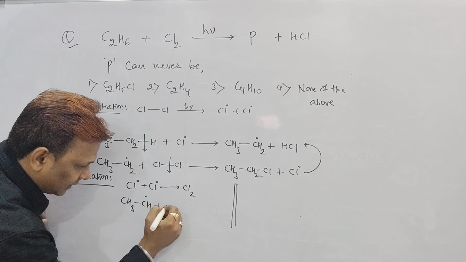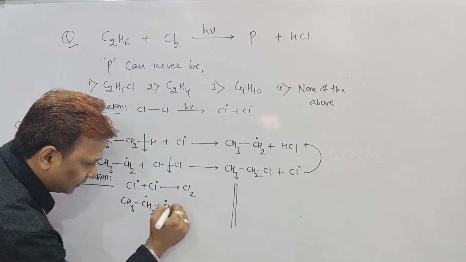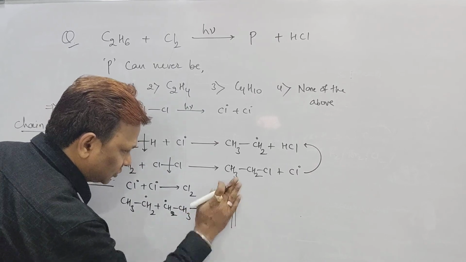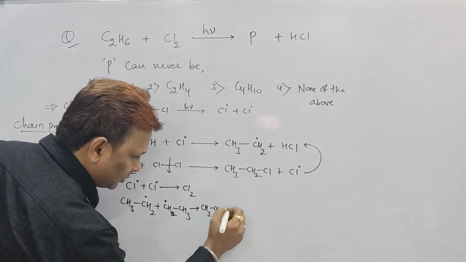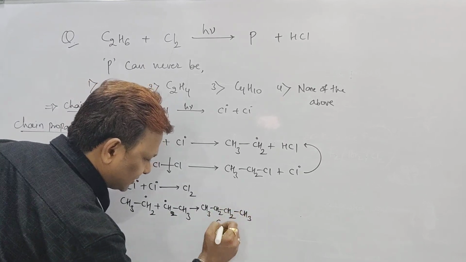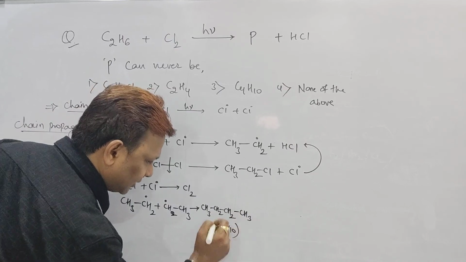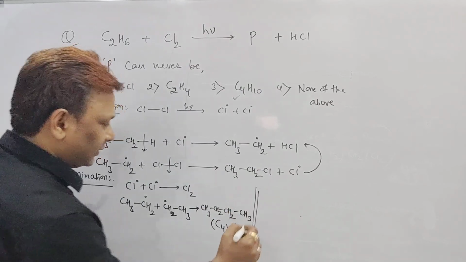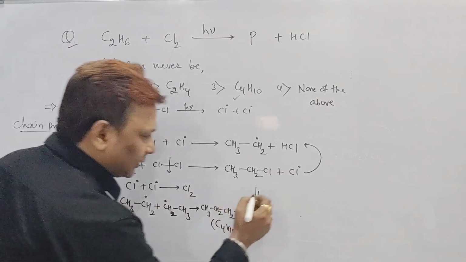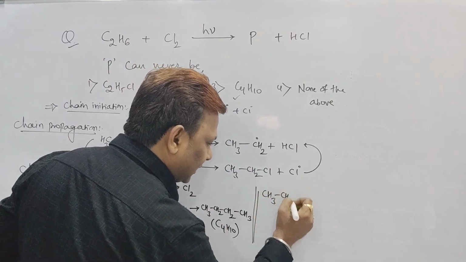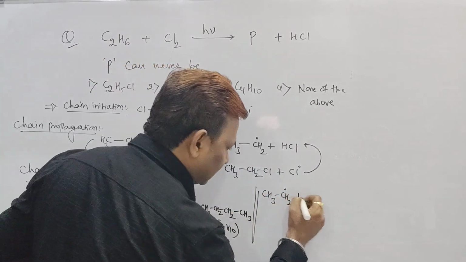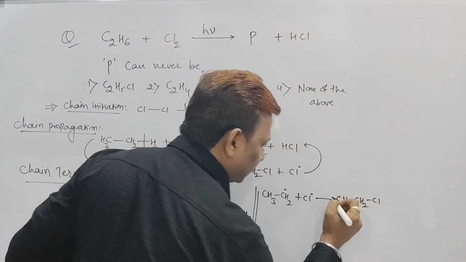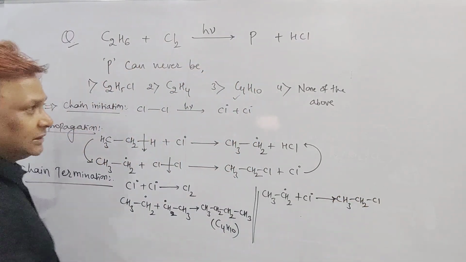But this ethyl radical can combine with one more ethyl radical and it forms CH3 CH2, see beta, CH2 and CH3. Sir, it is C4H10? Yes sir, it is there. C4H10 is there. It formed. But a third one, can these two combine? This ethyl radical combined with Cl radical and it forms ethyl chloride. So ethyl chloride is also there.